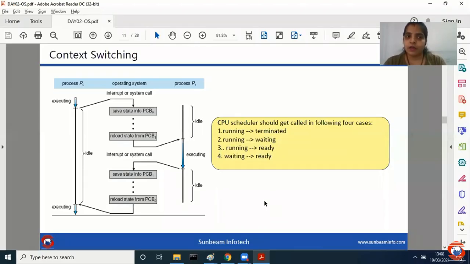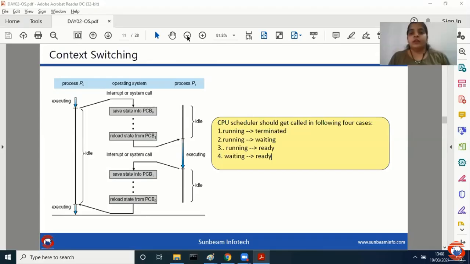Did you all understand what is the meaning of context switching? Everyone. All right. Any questions so far? If no, then I will proceed ahead.